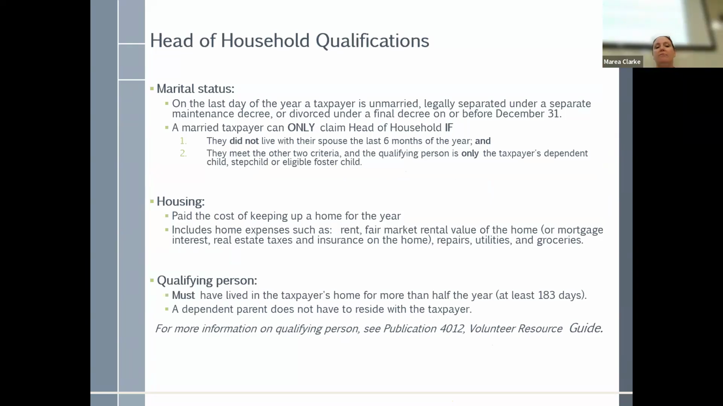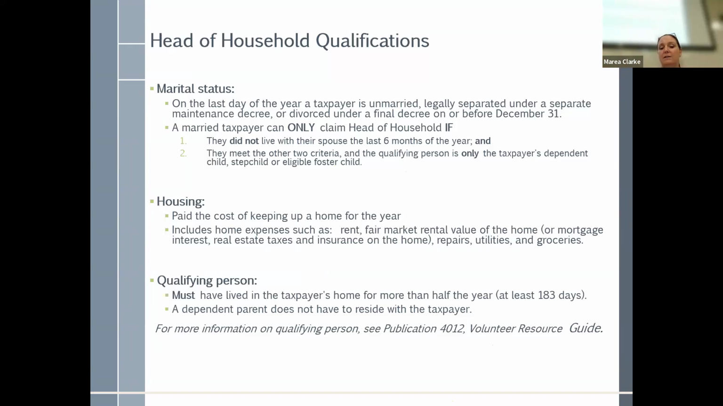So for that marital status, you are either truly unmarried, or legally separated under a decree, or divorced under a decree. Or you are actually still married, but you did not live with your spouse for the final 6 months of the year. So think, things went really wrong. Your spouse ran off to Florida because it's warm there, and they couldn't handle the Minnesota winters. And they've been gone for the last 10 months of the year. You're living on your own, taking care of your kids. That would be the time when you would meet the criteria to file as head of household, even though you are still married.